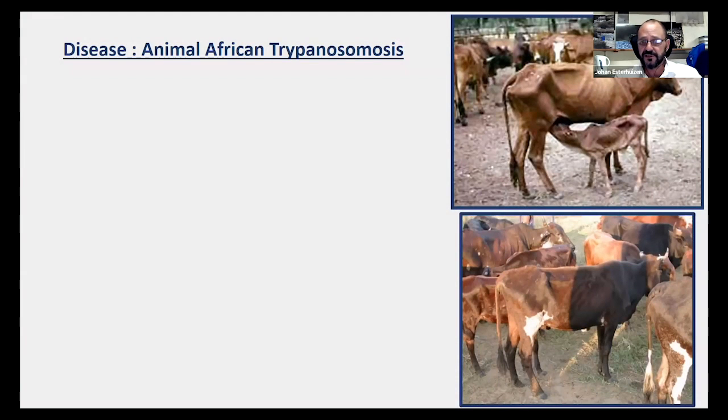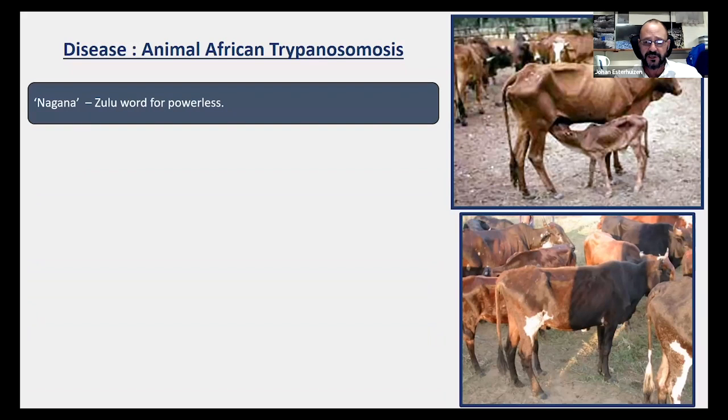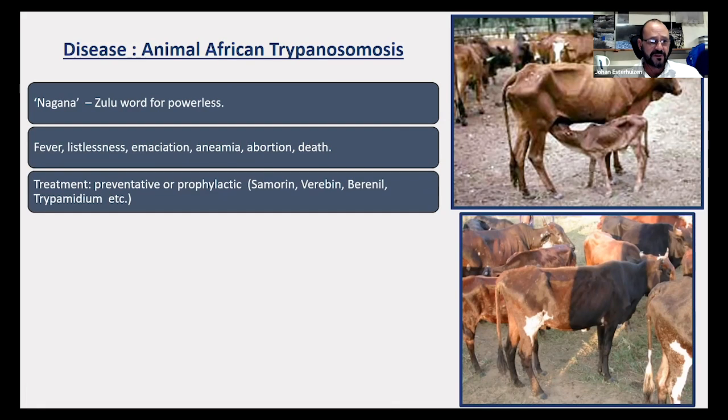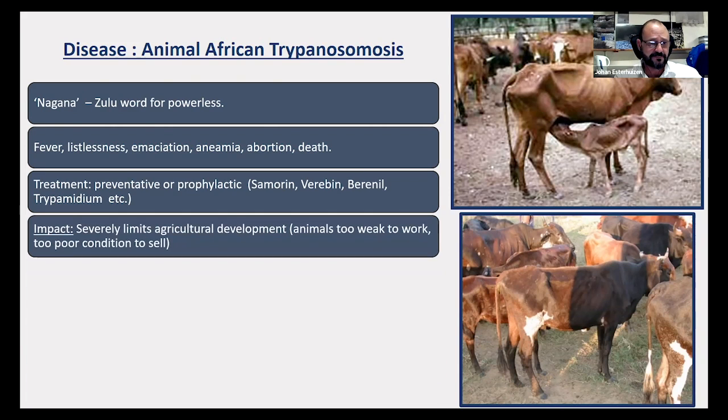Okay, if we look at animal disease, animal African trypanosomosis, it is also called Nagana, which is the Zulu word for powerless or listless. It has basically similar symptoms: fever, listlessness, emaciation, anemia, which then results in abortion and death. For treatment, there are chemical treatments available, both preventative and prophylactic, which are available from veterinary shops.